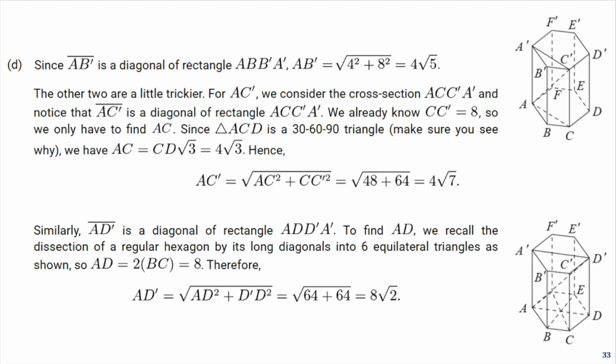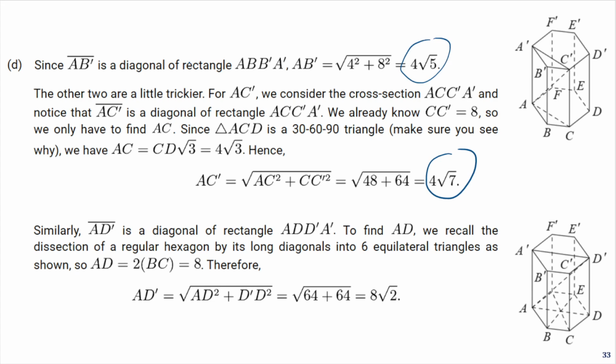For AC prime, we consider the cross-section ACC prime A prime, and notice that segment AC prime is a diagonal of rectangle ACC prime A prime. We already know CC prime equals 8, so we only have to find AC. Since triangle ACD is a 30, 60, 90 triangle, also make sure you know why, we have AC equals CD times square root 3, which is 4 square root 3. Therefore, we have AC prime equals square root of AC squared plus CC prime squared, and this gives us 4 square root 7.